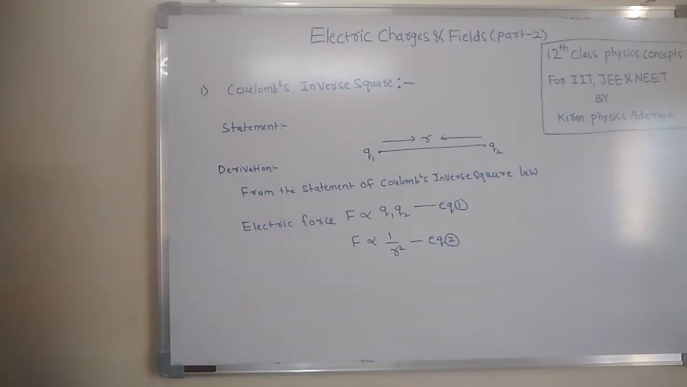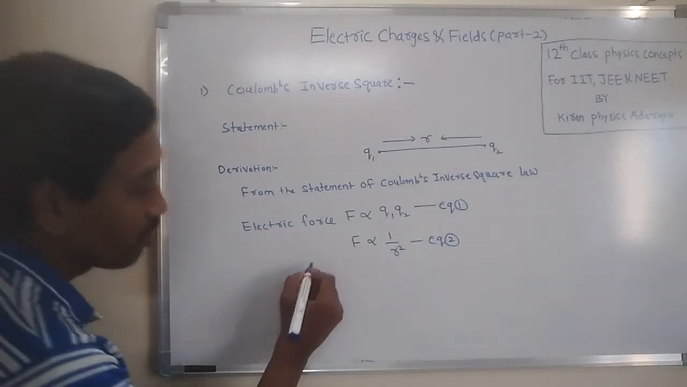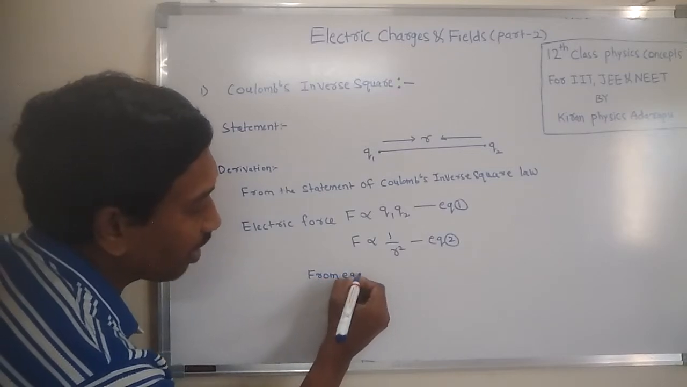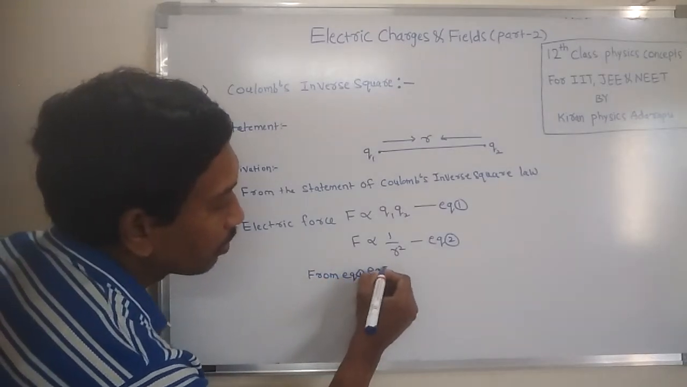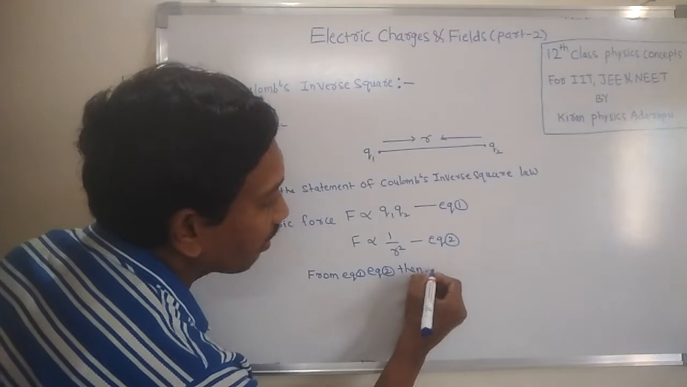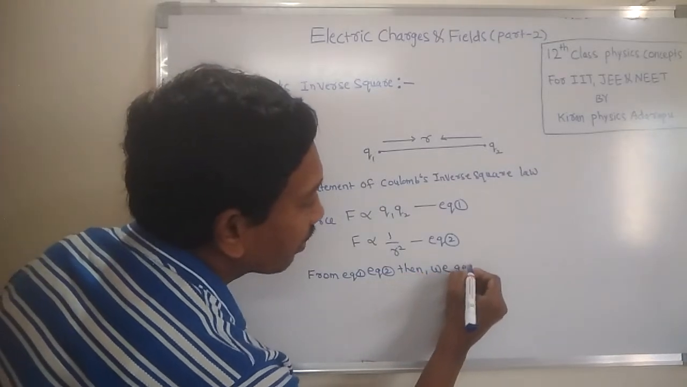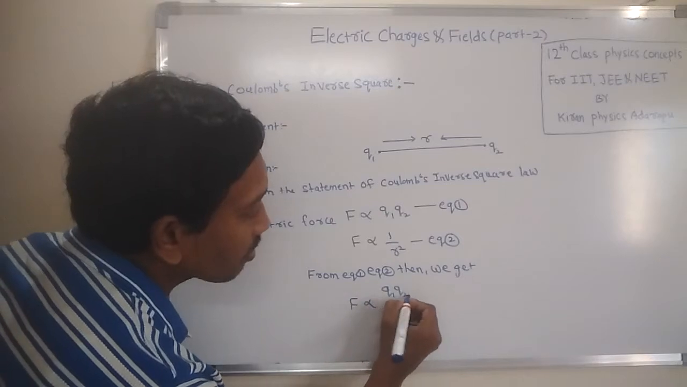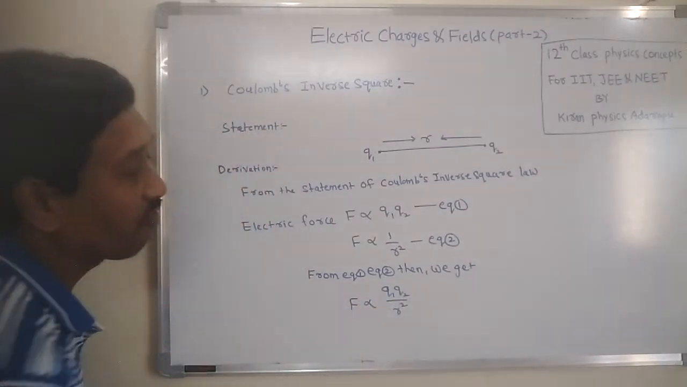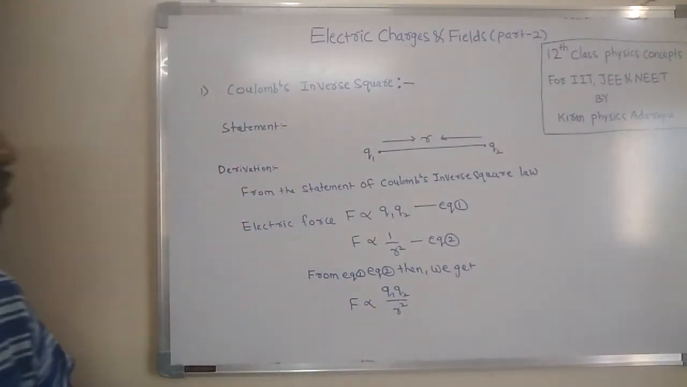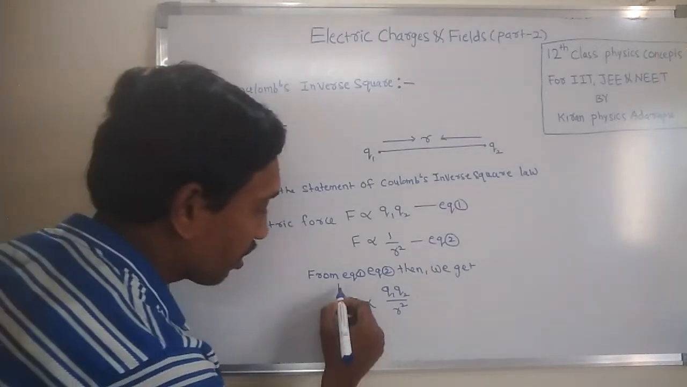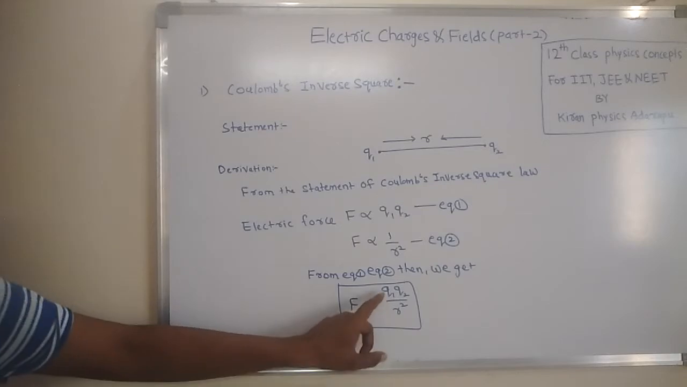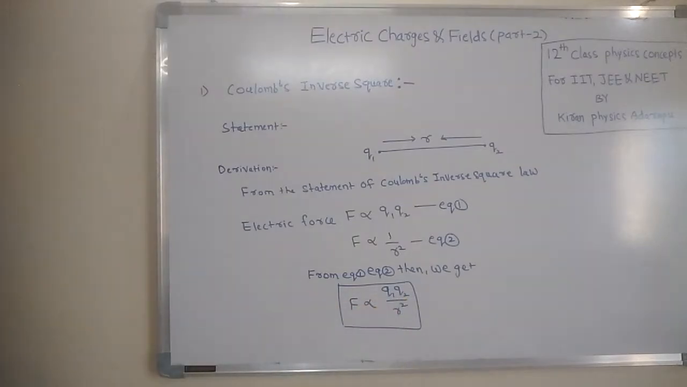Based on the statement you get it. From these two equations, equation 1 and equation 2, we get one more equation: F is proportional to Q1 Q2 by R square is the formula. What is the expression here? F proportional to Q1 Q2 by R square. This is called the electric force equation. So this electric force F is proportional to Q1 Q2 by R square is the formula.